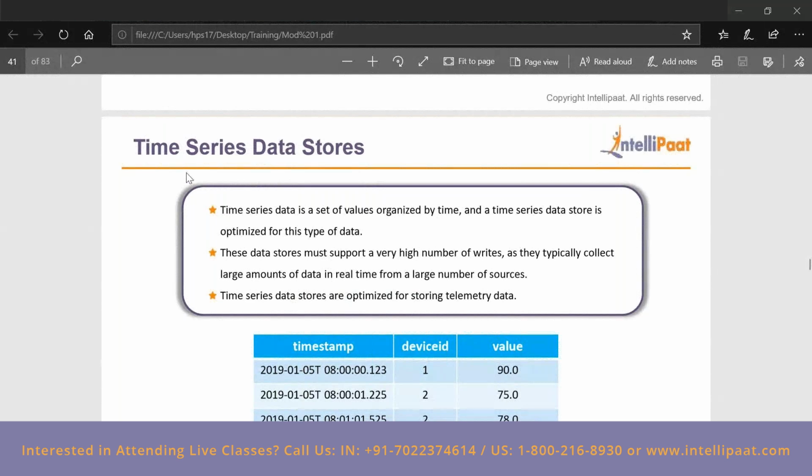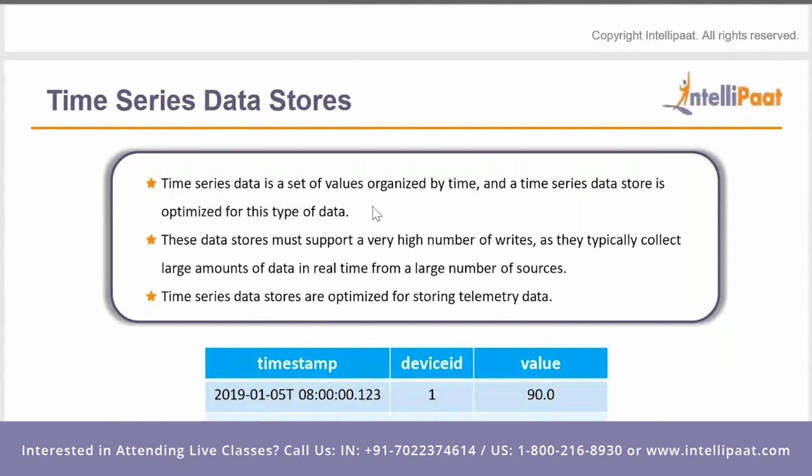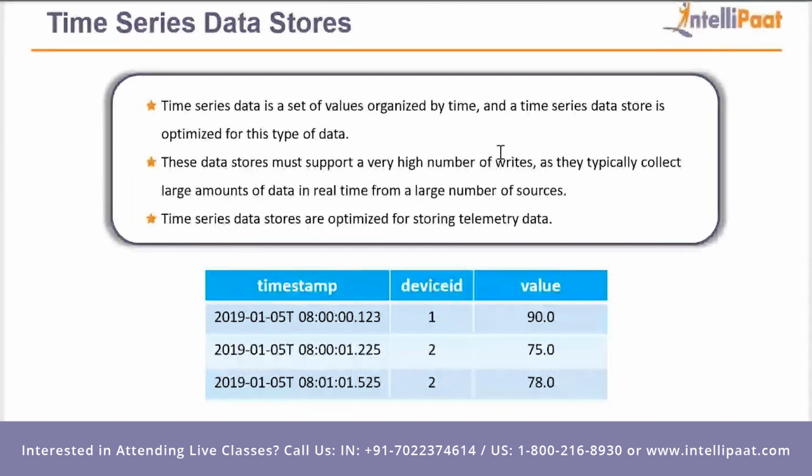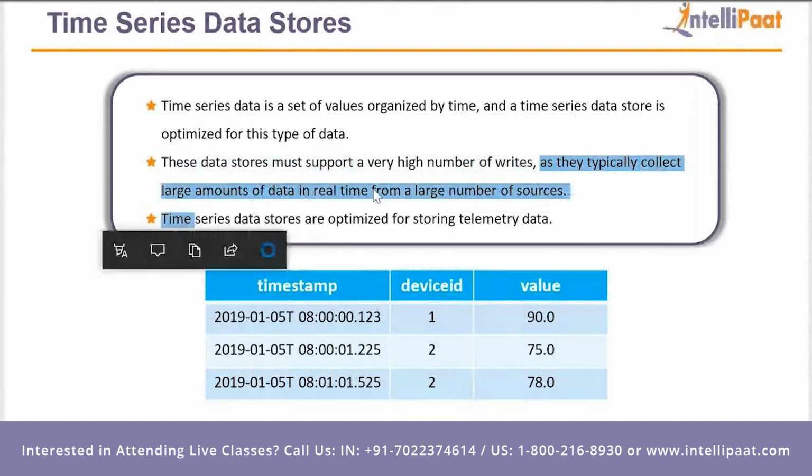So next is the time series data stores. Time series data is a set of values organized by time, and a time series data store is optimized for this type of data. Wherever time comes into the picture and you want to organize your data on that basis, this type of NoSQL database is used. These data stores must support a very high number of writes, as they typically collect large amounts of data in real time from a large number of sources.